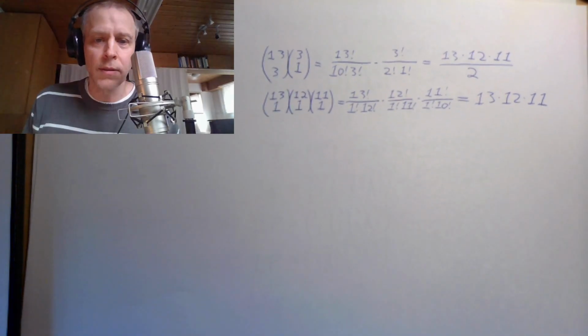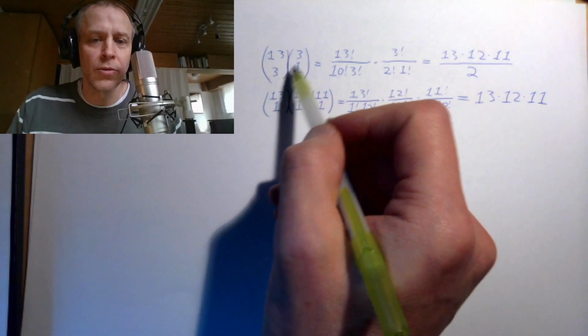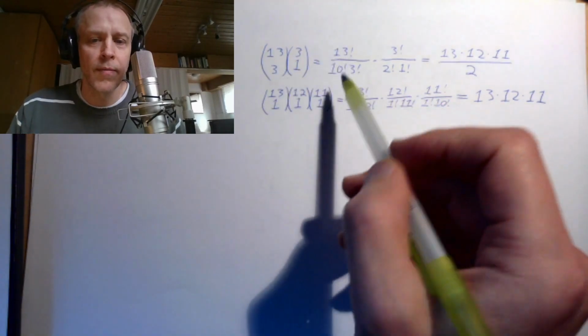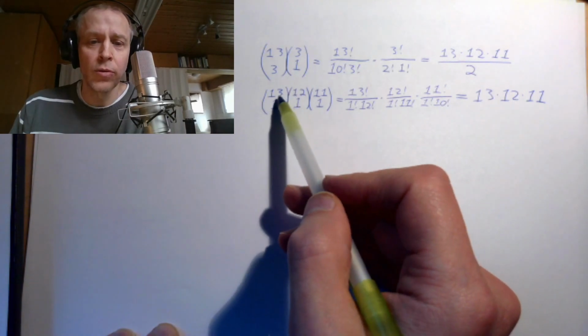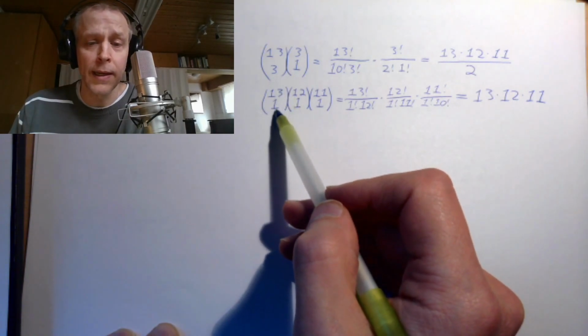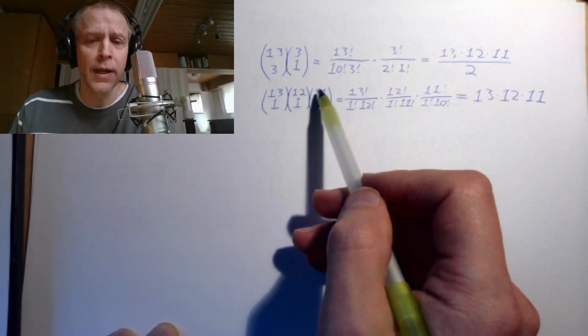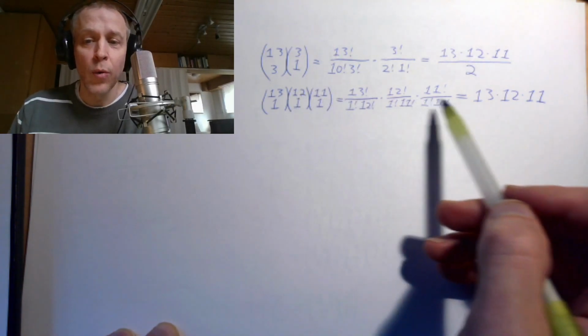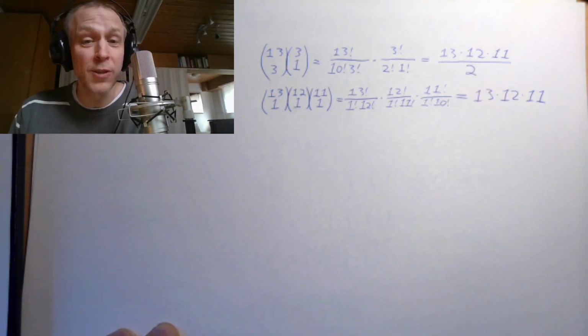Which I've written out here. If we do this like I've written it out, we have 13 choose 3 times 3 choose 1. We end up with this. If we do indeed pick 13, out of the 13 we choose 1, and then out of the remaining 12 we choose 1, and out of the remaining 11 we choose 1, we actually end up getting a number that's twice as big. And the reason is because of the order.